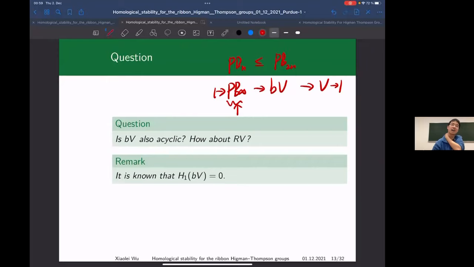Interesting. I should not say that. I should say the opposite. I expect it to be non-trivial. So actually, V is simple. So this is a simple group.